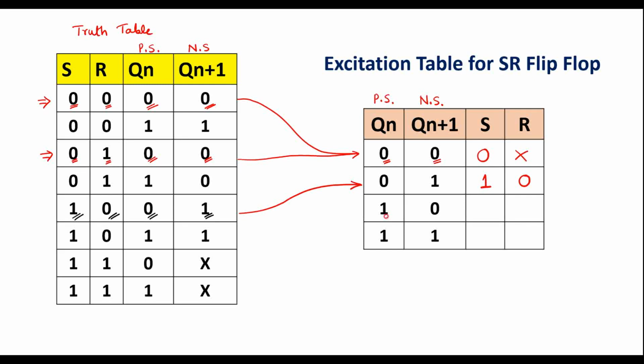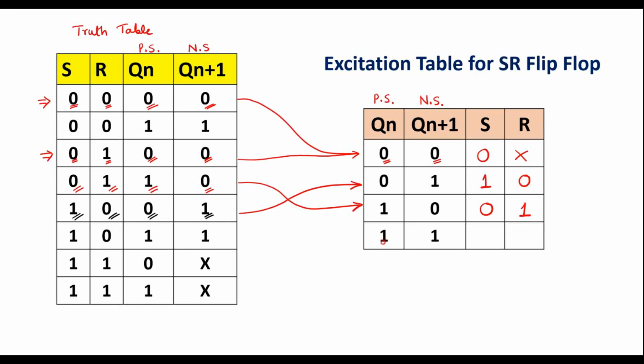Similarly, when the present state is 1, next state is 0, that is exciting from 1 to 0. Let's see for what values of S and R this condition will occur. That is, Qn is equal to 1 and Qn plus 1 is equal to 0. Here we can see Qn is equal to 1 and Qn plus 1 is 0 only for this row. The corresponding inputs are S equal to 0 and R equal to 1. So this row is derived from this row of the truth table.